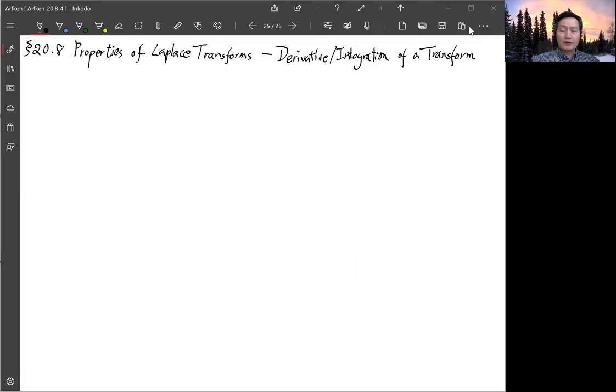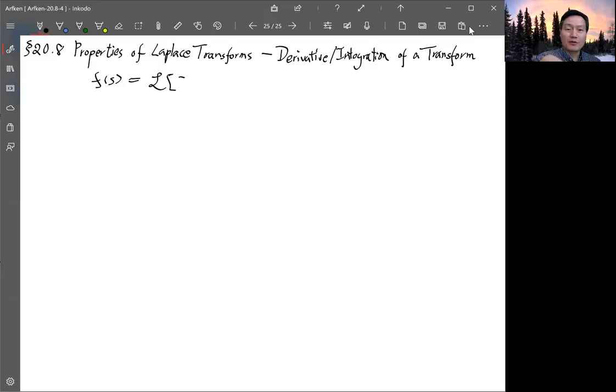So first look at the derivative. So Laplace transform, let's write it down again. So this little f, or another notation, is the Laplace transform of capital F(t), which is just integrating 0 to infinity e^(-st) F(t) dt. So this is the definition of Laplace transform.